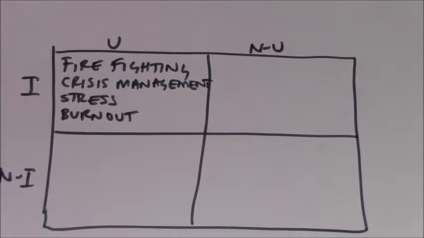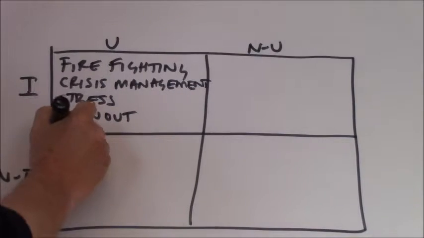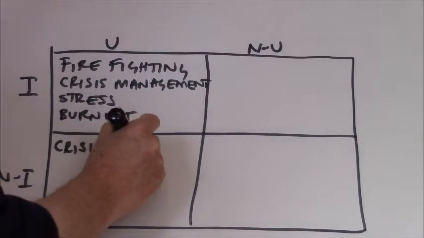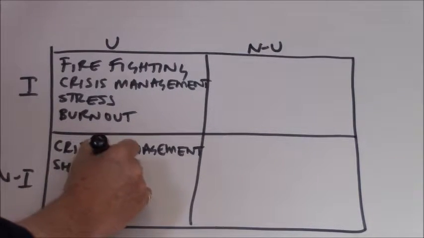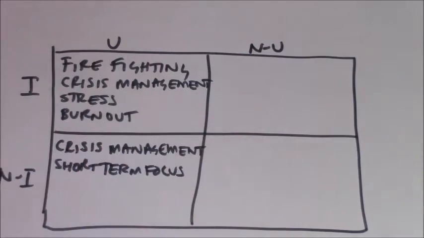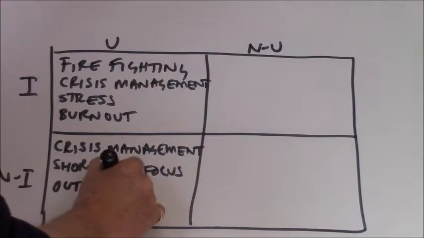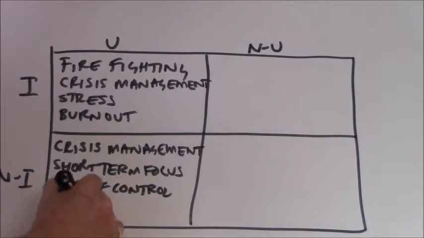Now, quadrant 3, the urgent but actually not important, is often also about crisis management. And what it means is that you tend to think very much in the short term. You can feel quite out of control because of this, and goals and plans feel pretty worthless.